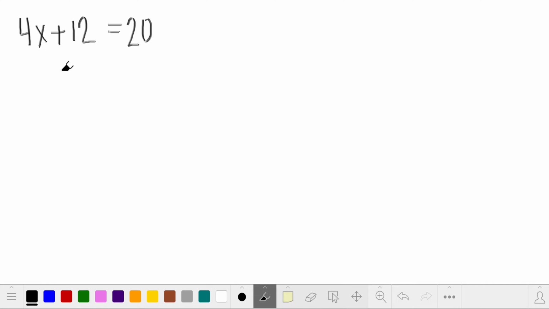So the first thing you want to do is get rid of this 12 by subtracting it from both sides of the equation. Always, what you do to one side of the equation, you have to do to the other side. That is super important in order to keep your equation balanced or equal. This is an equation because it has an equal sign, and what you do to the left side, you must also do to the right side. So I subtracted 12 from the left side and from the right side.